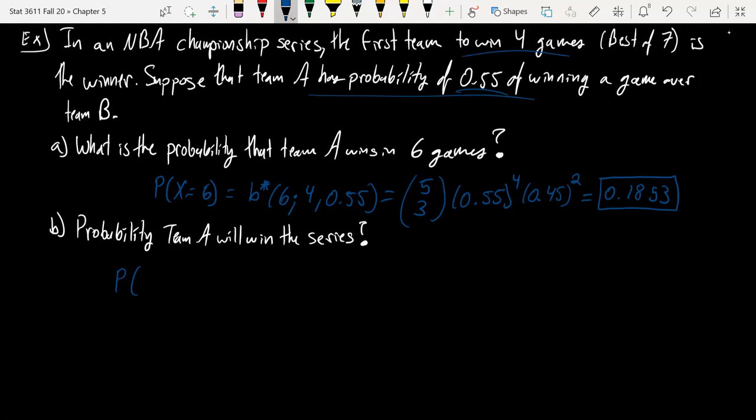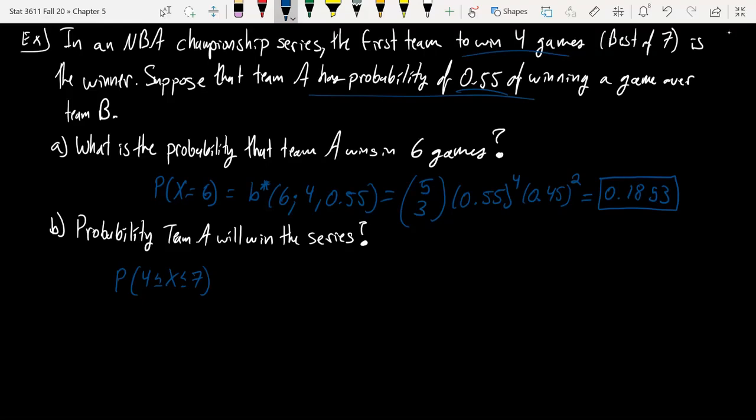So we could ask ourselves, Team A could win it in 4 games. They could win it in 5 games. They could win it in 6, which we already know. They could also win it in 7 games. And we just need to add up all of those probabilities.